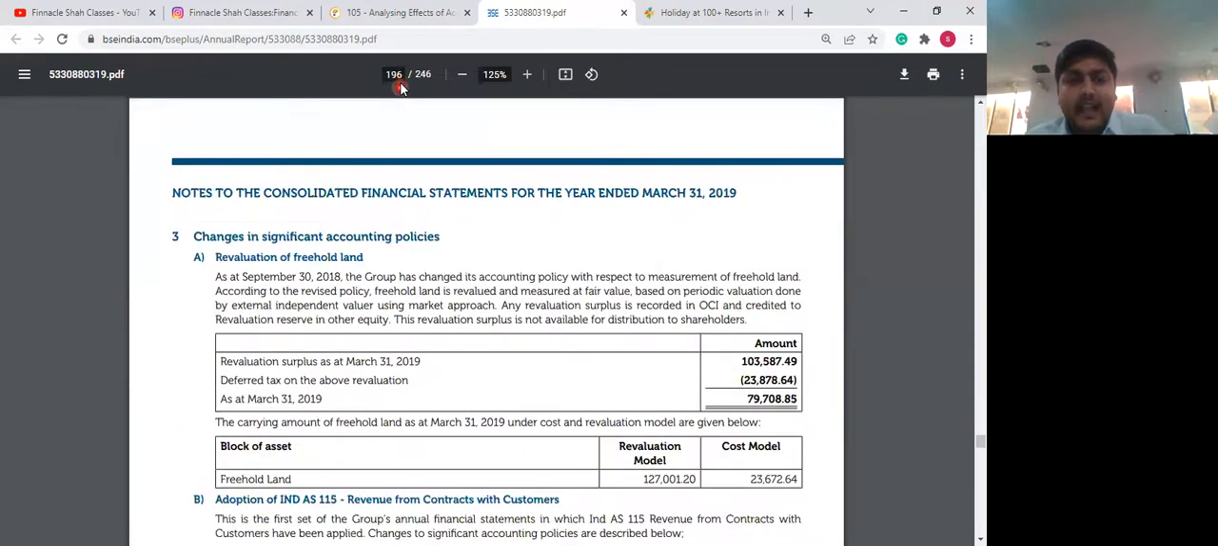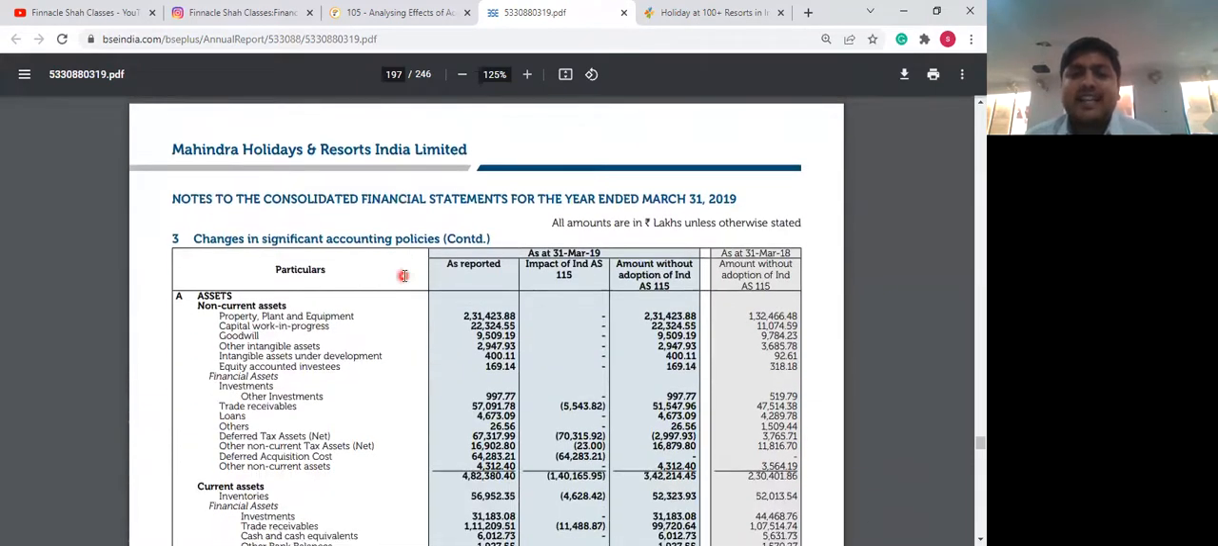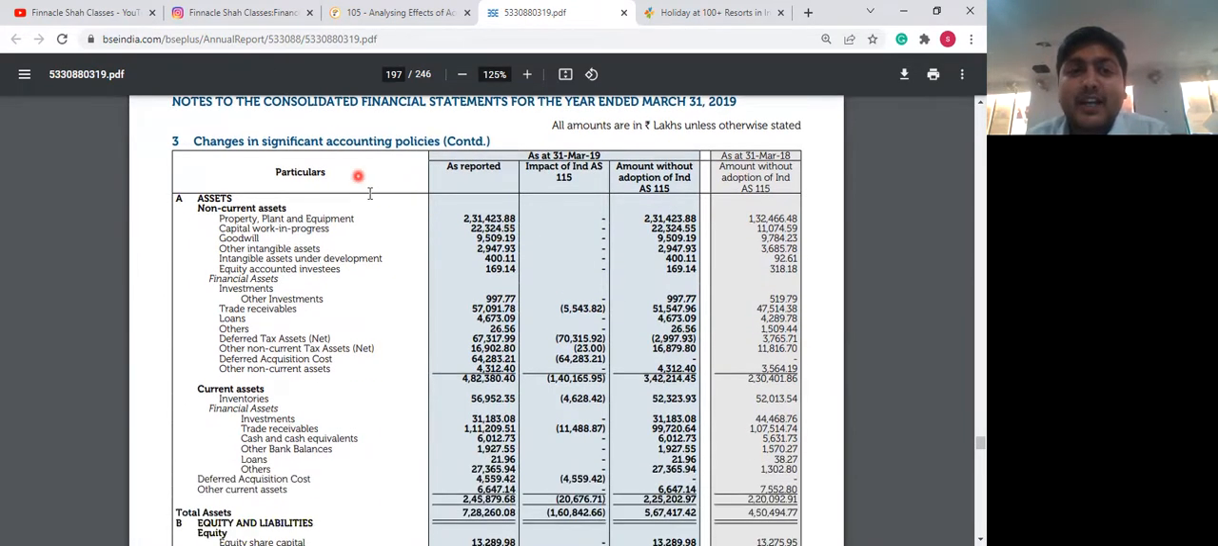Now you will see on page number 196, they have explained the same thing which I just talked about. And you will see the balance sheet as per the old accounting standards and new accounting standards. How does this help us? If you're trying to calculate the actual growth of the business, you will be able to compare the figures from previous years, which by the way happen to be in old accounting standards, to the new figures reported comparable to the old accounting standards.